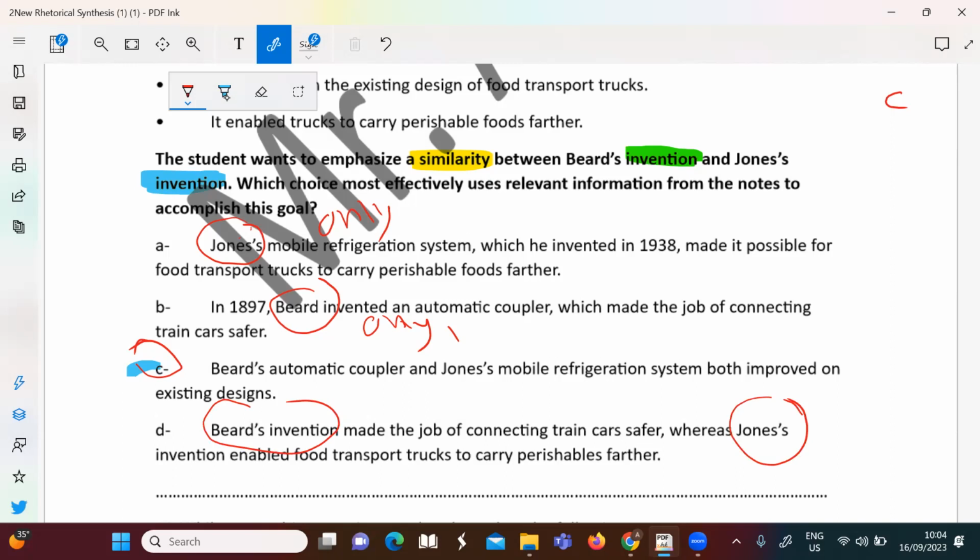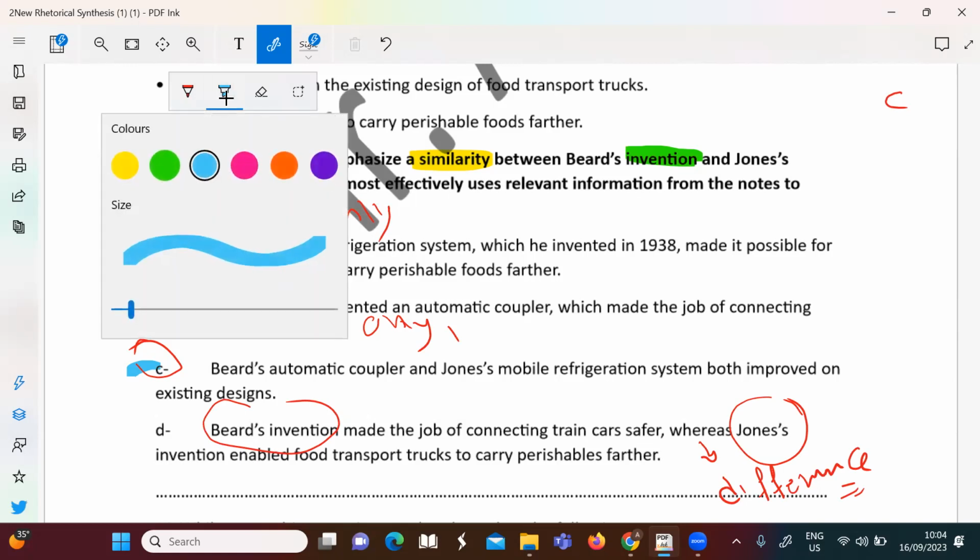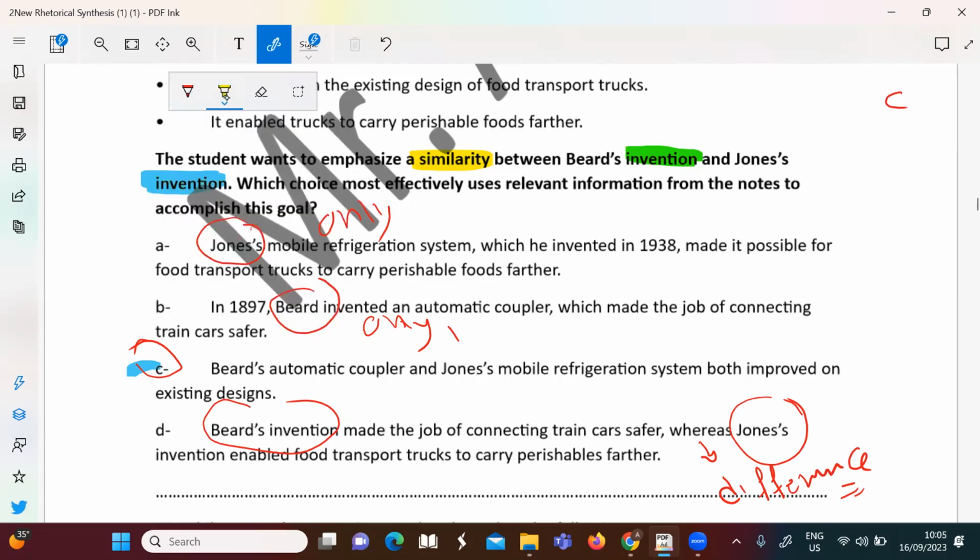Because in the choices, it says "whereas," which reflects a difference, shows a contrast. But in the question, it asks me to find a similarity between both inventions. Okay, which word in the choice shows the similarity even without going deeper into the choice? Both. Both improved. Thank you, Rashwan.